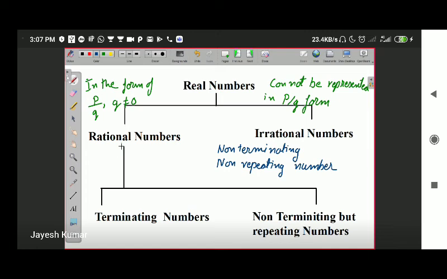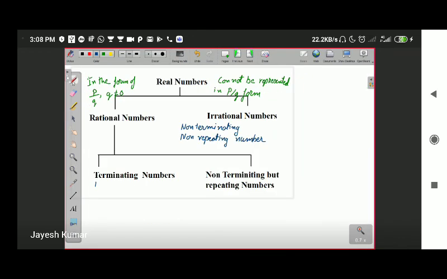Now we have two types of rational numbers, terminating numbers and non-terminating numbers. Terminating numbers are those in which the remainder becomes 0 at a certain point of time. After a few decimals the remainder becomes 0.